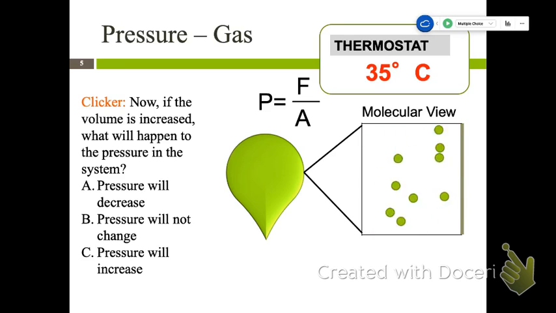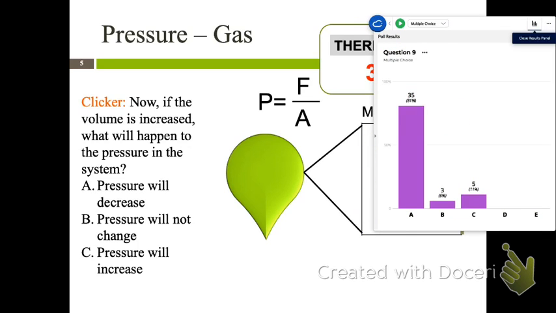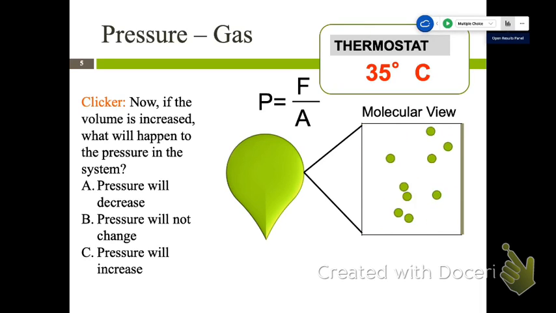And I think that the majority of our class says that our pressure will decrease as you increase the volume. So what would happen if we added more molecules into the balloon? Would pressure go up, go down, or stay the same? Why would it go up? If the temperature stays the same, we have more molecules, so we have more collisions at the same point.